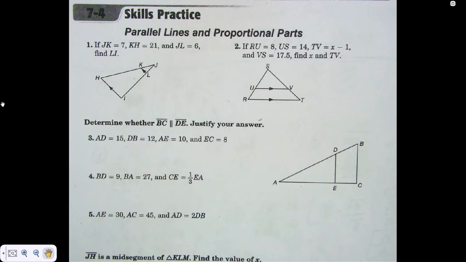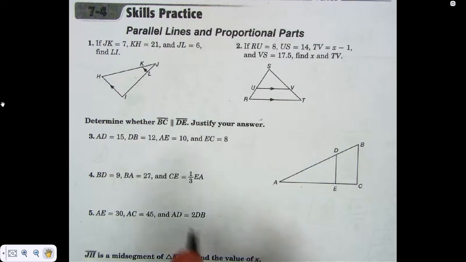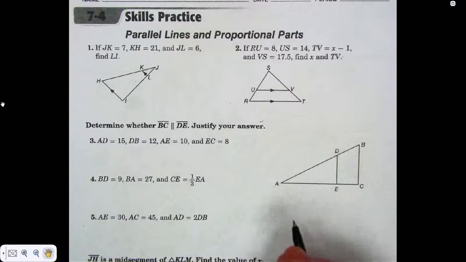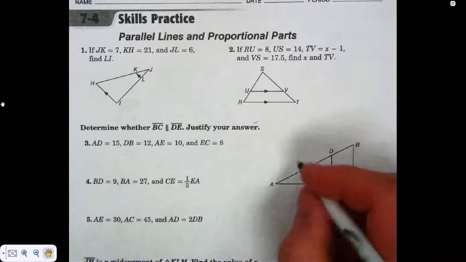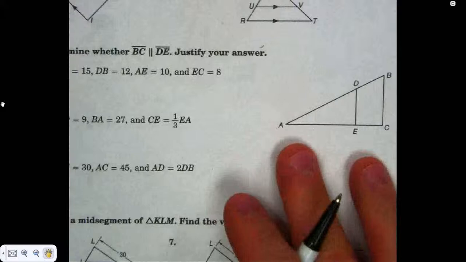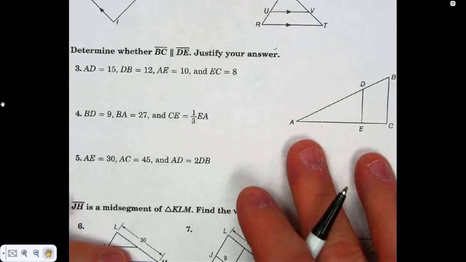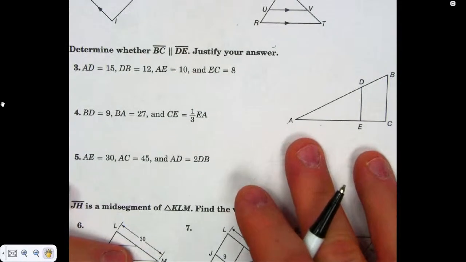Anything on 7.4? The one with the figure, yeah. Okay, determine whether they're parallel, justify your answer. Okay, AD. The only one I was confused on is number 4 because it has the 1/3 DA. And then number 5 has like 2 DE and it didn't make sense.